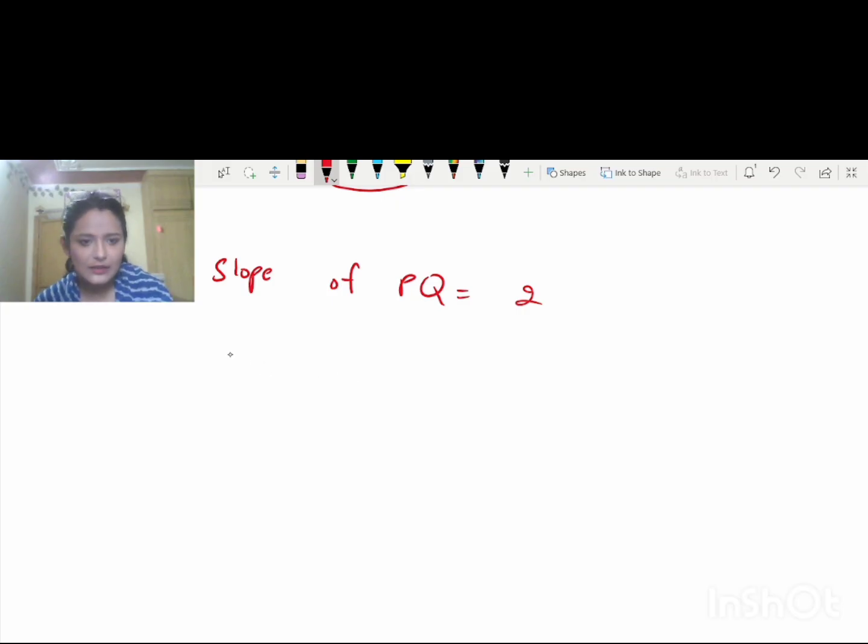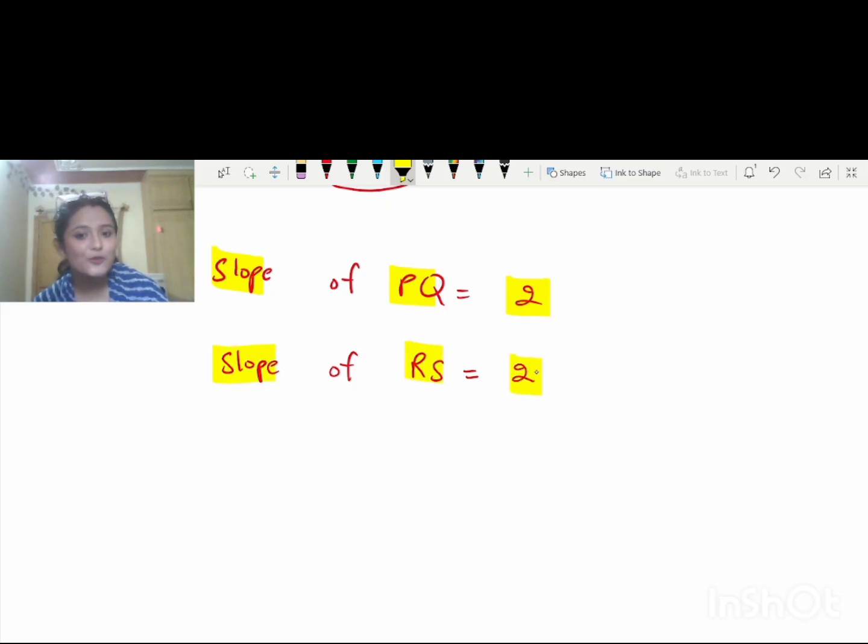I'm gonna write another line, let's say line RS. So I'm gonna talk about the slope of RS, and the slope of RS is also 2. So now you can see very clearly that the slope of the PQ line is 2. Do you agree? Now the slope of the RS line is also 2. Oh my god, you can see very clearly that the PQ line and the RS line both have the same slopes. The slope of PQ is 2 and the slope of RS is also 2.